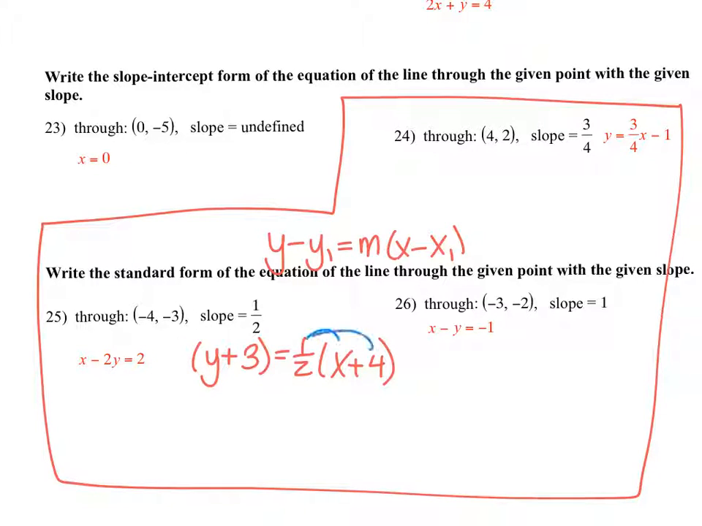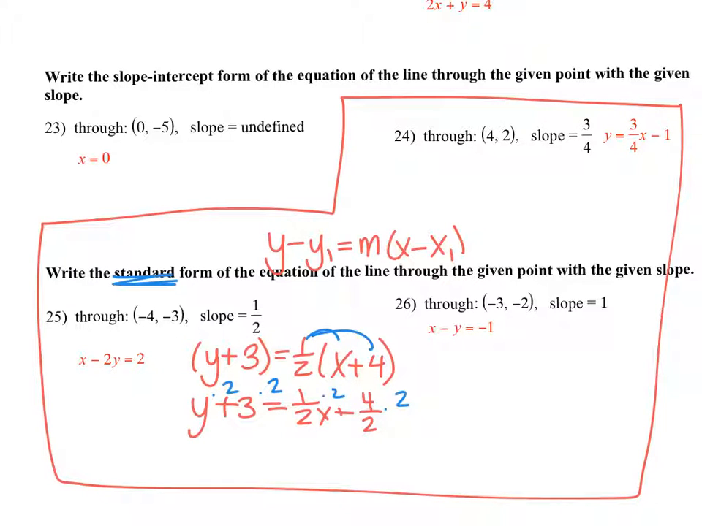And then you're going to distribute, which is going to give me y plus 3 equals 1/2 x plus, multiply the top, 4/2. Now in standard form, we want to get rid of the fractions. So the first thing you might do is multiply everything by 2, and then you're going to move stuff to get x and y on the same side.